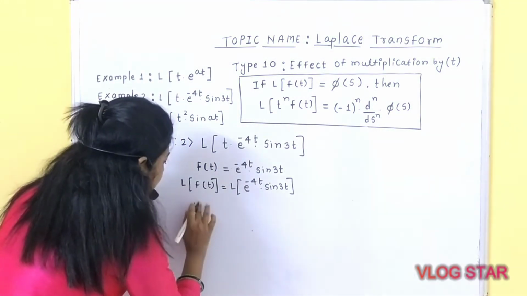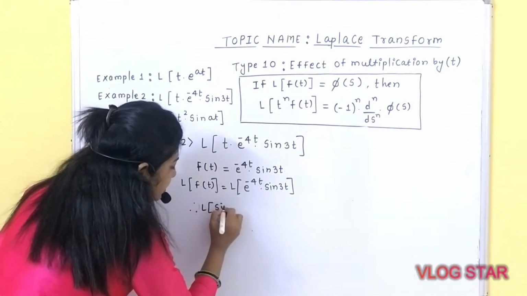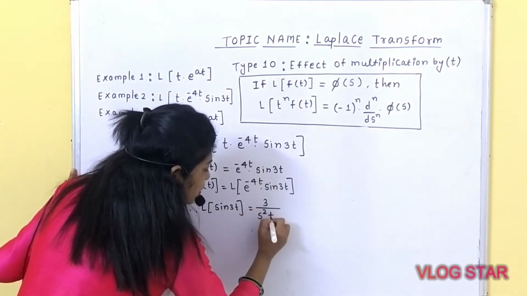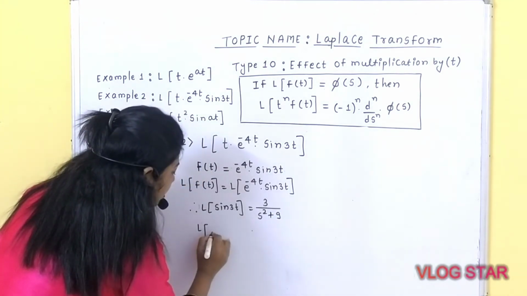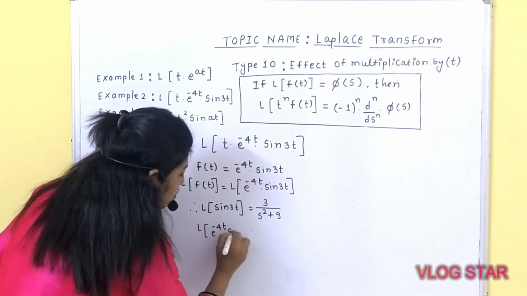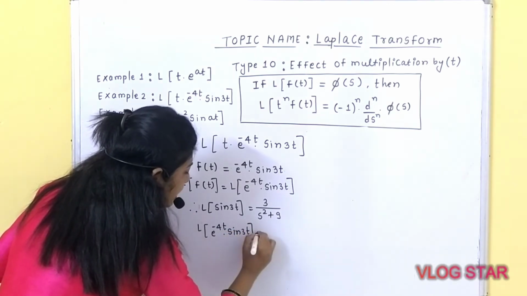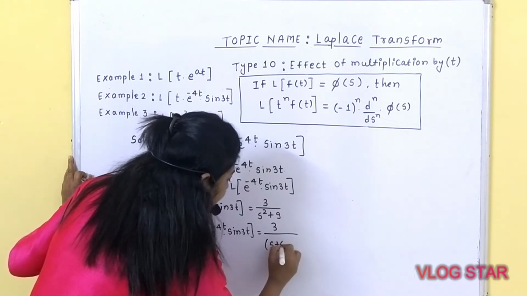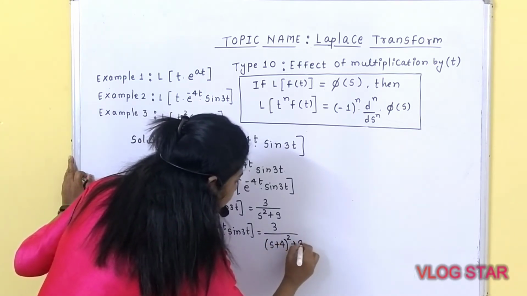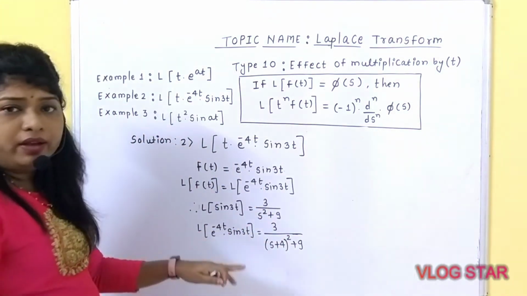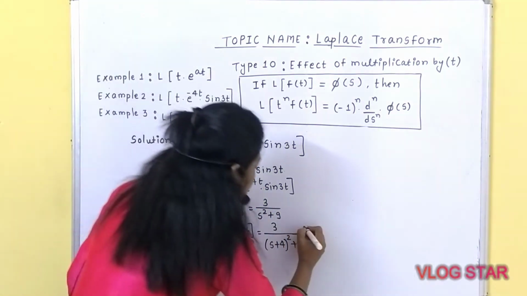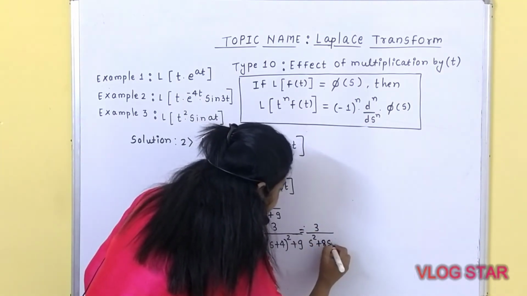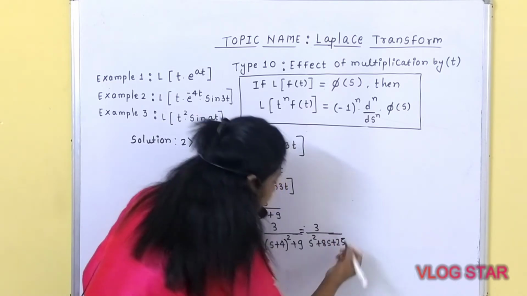So if I consider Laplace of sine 3t is equal to 3 upon s square plus 9. So by first shifting theorem, what would be the Laplace of e raised to minus 4t into sine 3t? It would be equal to 3 upon (s plus 4) square plus 9. So you will be getting 3 upon s square plus 8s plus 25.